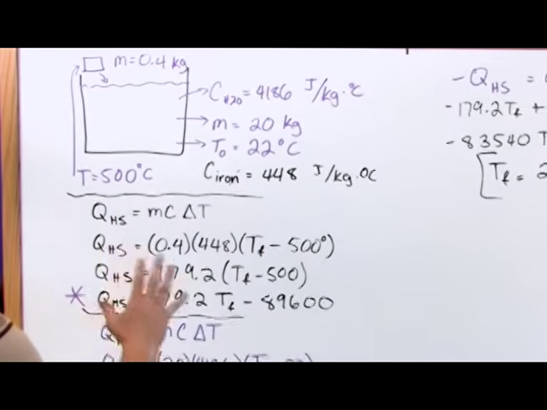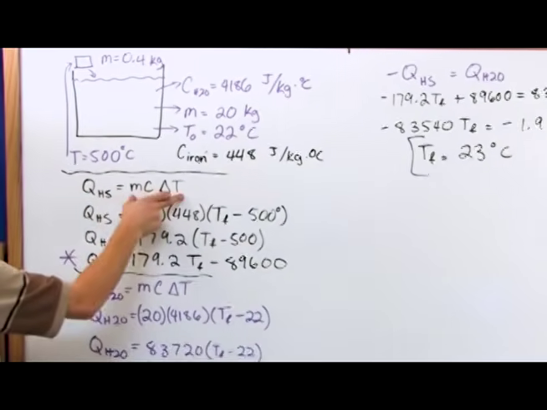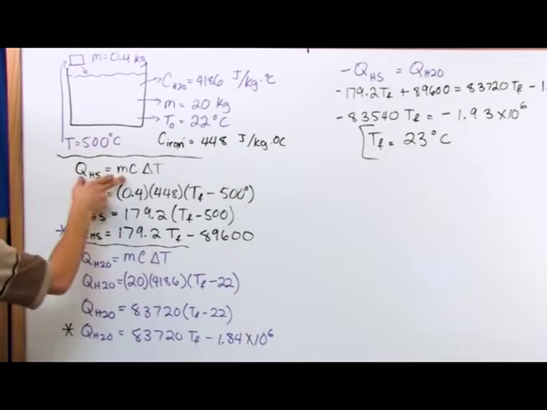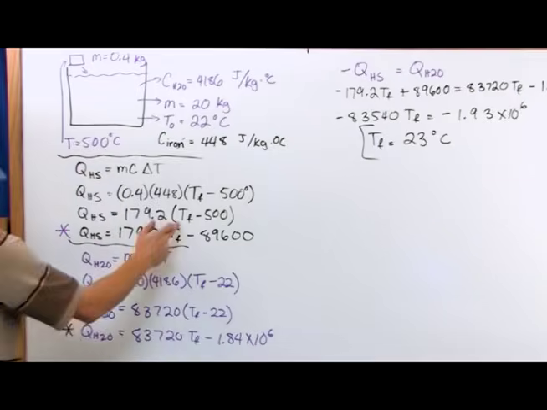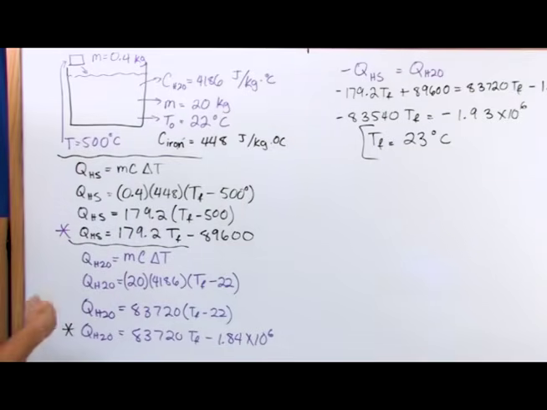So what we did is we wrote down the heat equation for one side. We wrote the heat equation for the horseshoe, we wrote the heat equation for the water, and we equated the two to solve for the final temperature. It's not really a trick, but the only gotcha here is you got to think about the signs. You know this is going to be physically a negative quantity. You know this is going to be physically a positive quantity in the end, in real life.